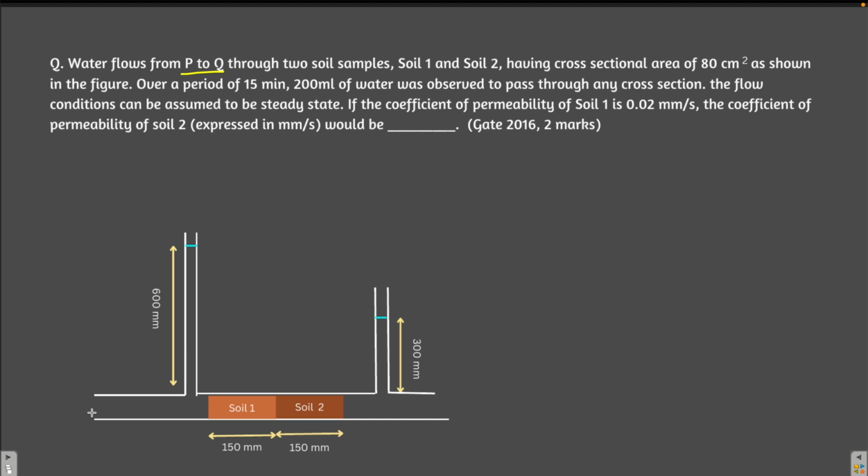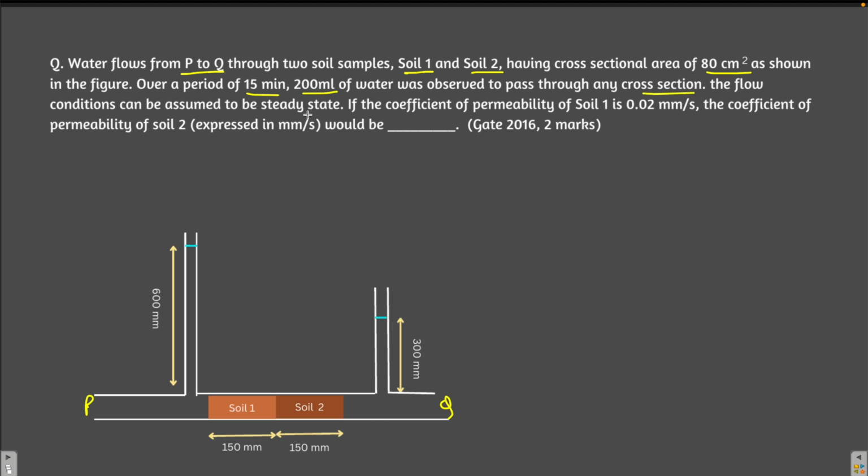So this is point P and this is point Q. Water flows from point P to point Q through two samples of soil, soil 1 and soil 2, as shown in the figure. There are two samples of soil having a cross-sectional area of 80 centimeters square. Area is given as shown in the figure. Over a period of 15 minutes, 200 ml of water was observed to pass through any cross-section.